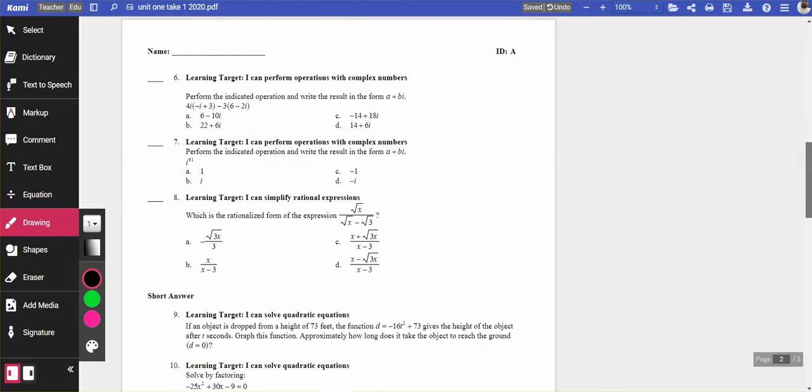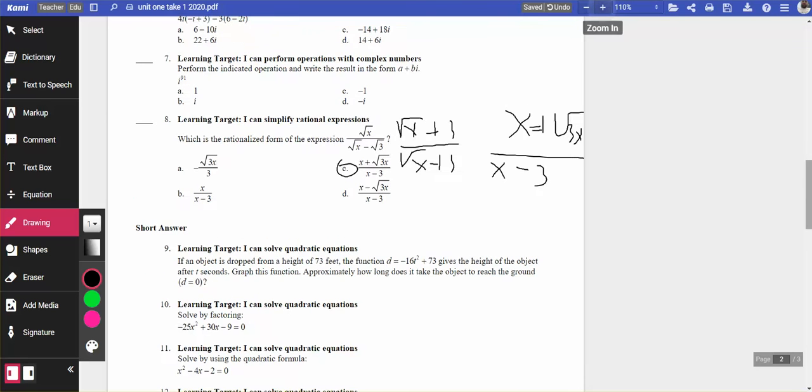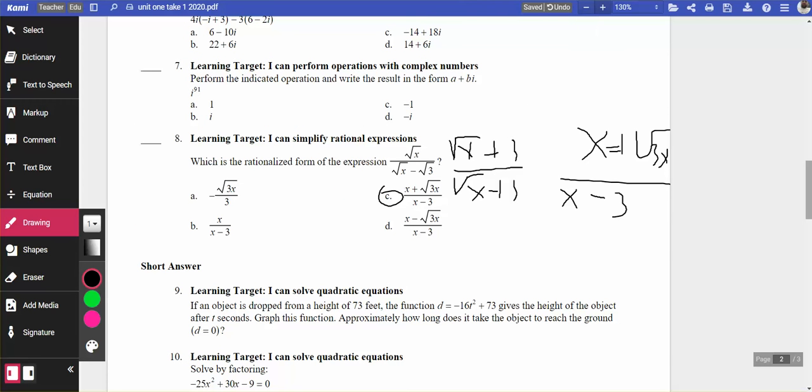Next big ticket item was number 8. So number 8, all you have to do is multiply by the conjugate. If you multiply by the conjugate, you're going to go over x, like that guy right there. And then the upstairs gets you x plus radical 3x over, and if you FOIL the bottom out, that gives you x minus 3. So x plus radical x over x minus 3, that's going to give you C, right? That takes care of that one.